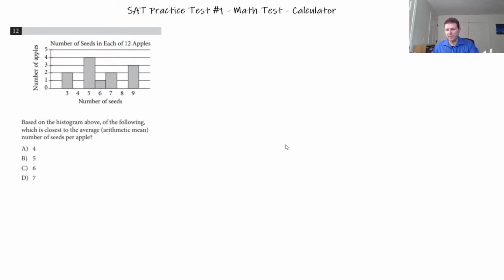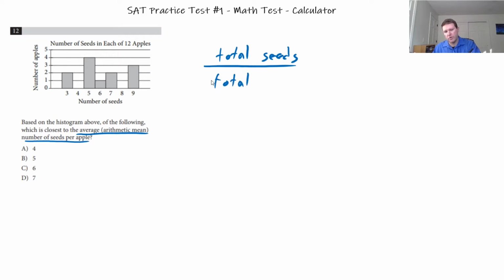Number 12 is asking for the average number of seeds per apple, okay? So if you just put together a rough word diagram of what that looks like, it would be the total number of seeds divided by the total number of apples, which would give you the average seeds per apple. So the question is, how do we get the total number of seeds?